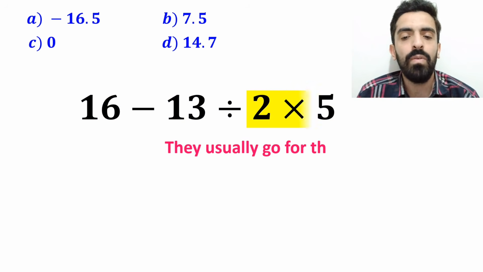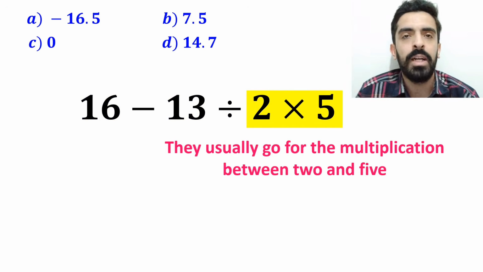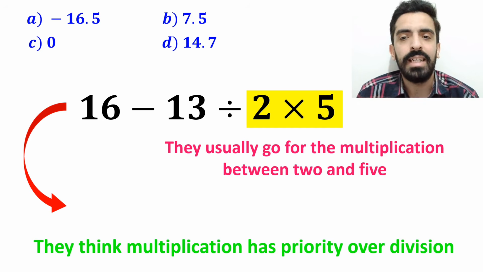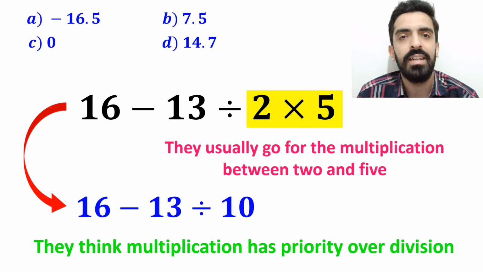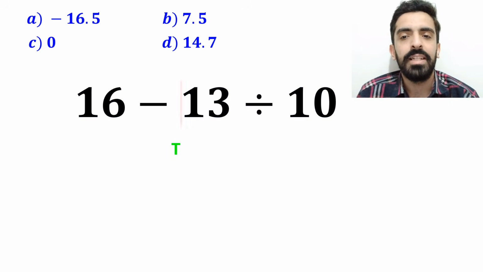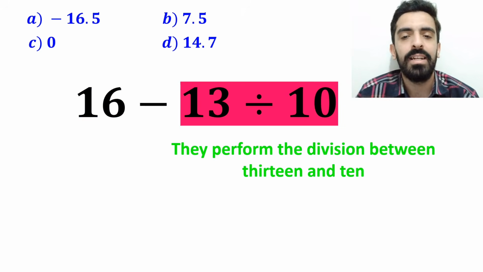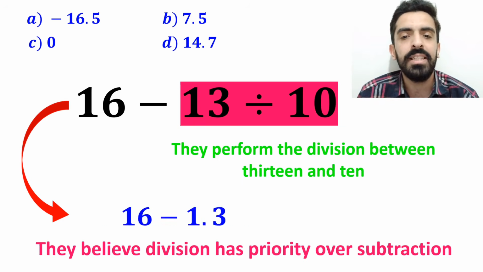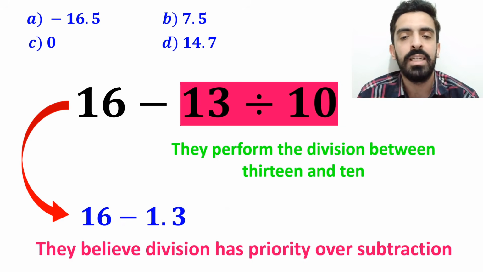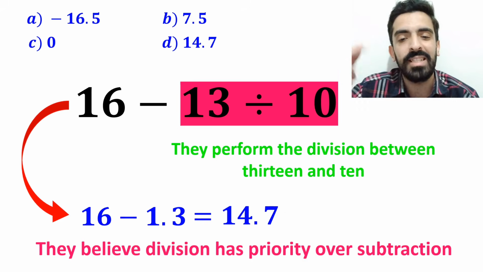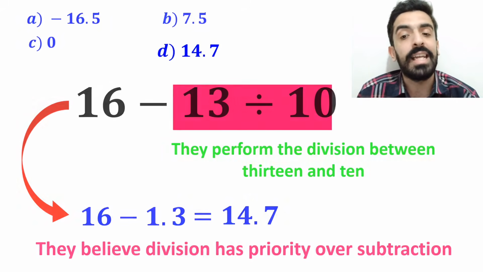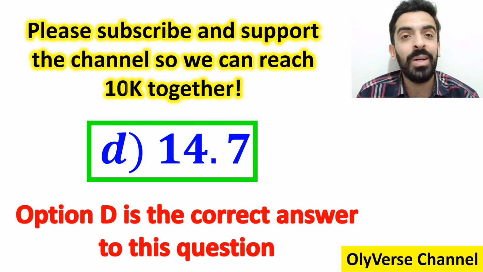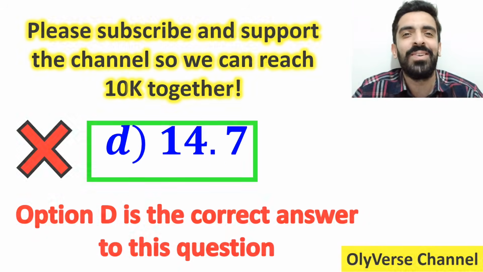And the next step, they usually go for the multiplication between 2 and 5 because they think multiplication has priority over division. So, they rewrite this expression as 16 minus 13 divided by 10. Next, they perform the division between 13 and 10 since they believe division has priority over subtraction. And they rewrite this expression as 16 minus 1.3, which ultimately gives them the answer 14.7. And immediately, they conclude that option D is the correct answer to this question. However, this answer is absolutely wrong.